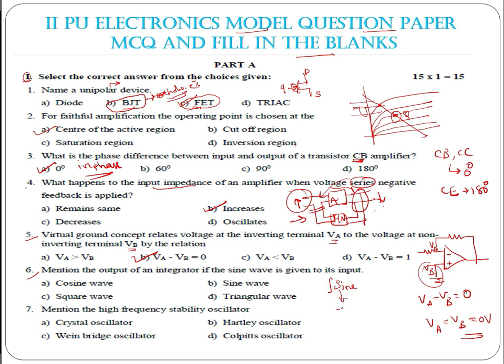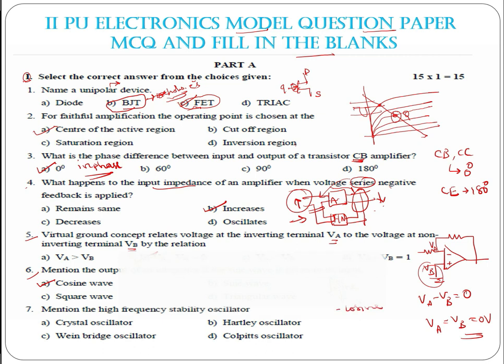Integral of sine will be minus cosine, correct? So negative sign is not asked here. So you can simply write it as cosine wave. Differentiation of sine is also cosine, that will be positive. Integral of sine is minus cosine.